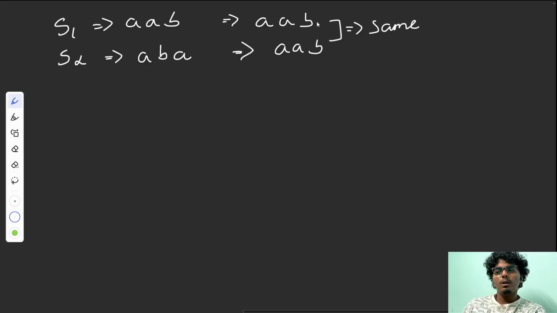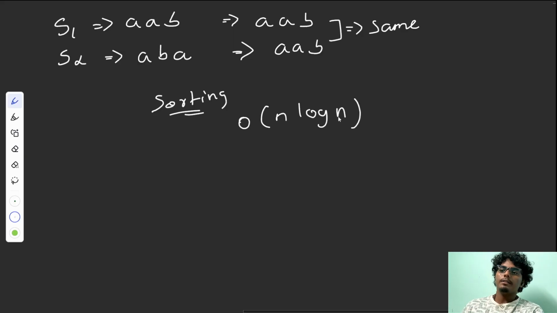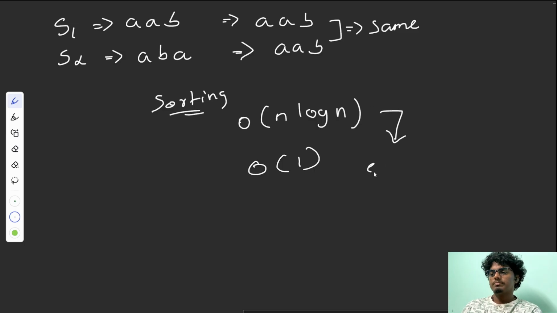So what is the time complexity of this sorting approach? It will be O of n log n, where n is the size of string S1. And the space complexity will be O of 1, right? We are not using any extra memory here. But can we reduce this? Can we reduce this time complexity into something linear? Yeah, we can do it, right?